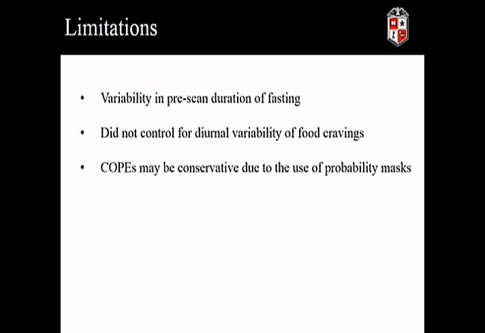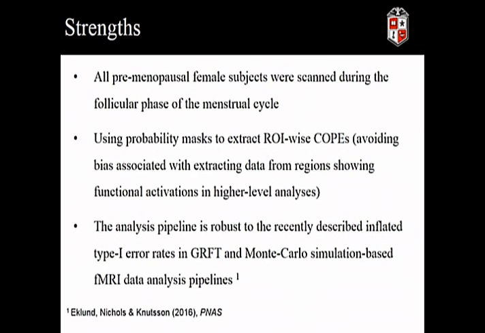But in order to be more conservative, we use these probability maps that have been created by combining many, many people, because brains are different sizes and shapes, and we take the 95% likelihood that that brain region is in that area. So it's a good way to not overinterpret your findings.